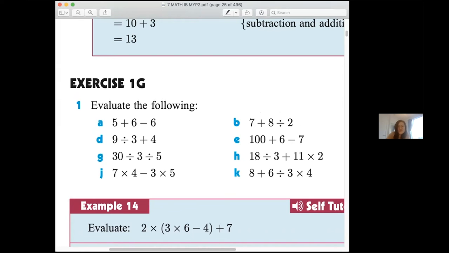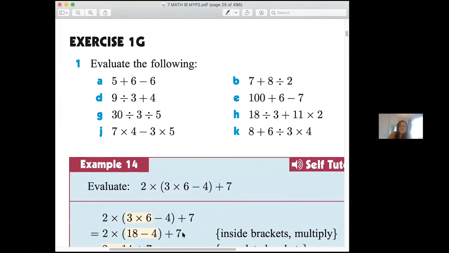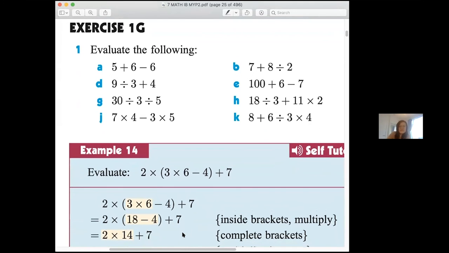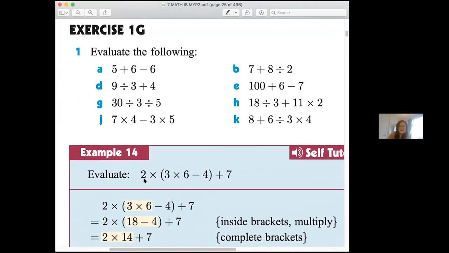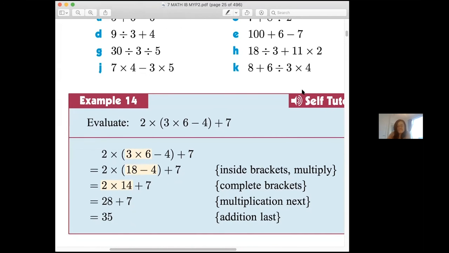Okay, Jerry. Can you share your work step by step? Okay, so first I multiplied the 3 in the brackets with the 6. So I got 18, minus 4 equals 14. And then the numbers in the bracket equal 14. So 2 times 14 equals 28, plus 7 equals 35. So the answer is 35. Very good. Thank you.